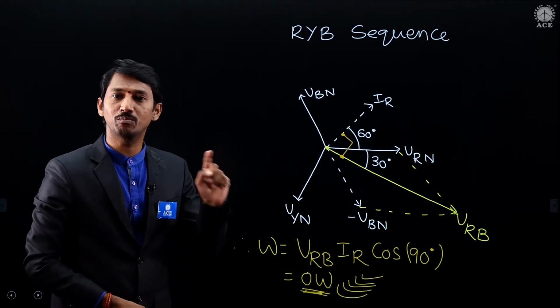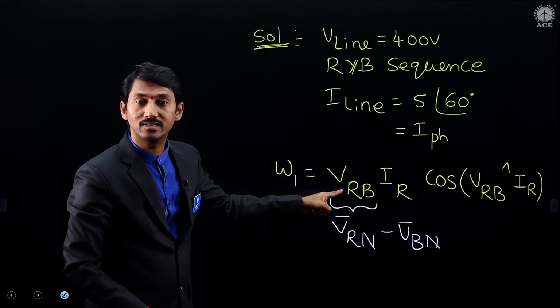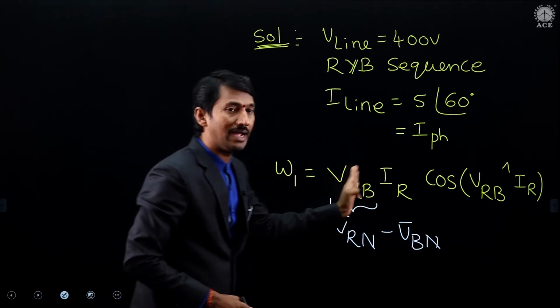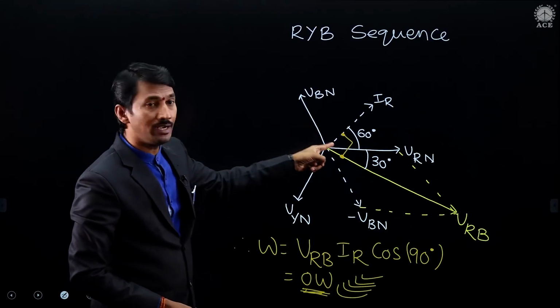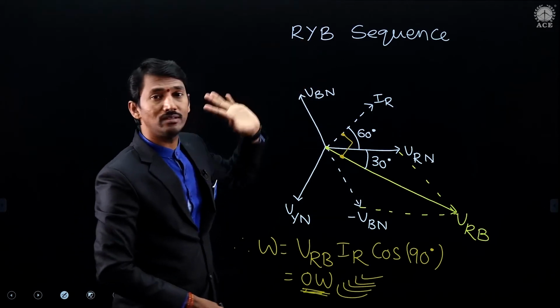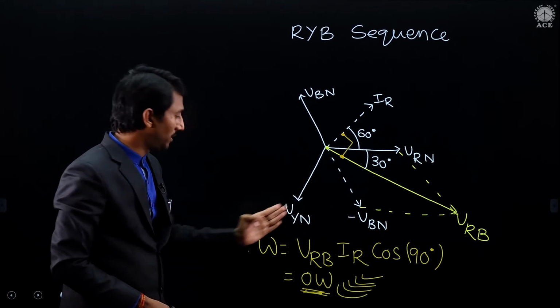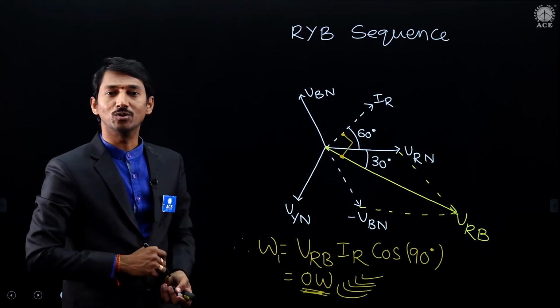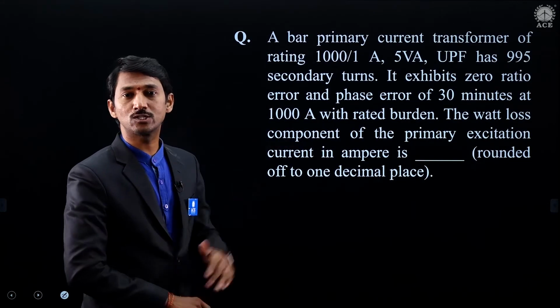So always keep one point in mind. If you want to find out the wattmeter reading, we need to concentrate on the potential coil connection and current coil connection, and then the angle between those two values. In order to get the angle between those two values, we need to draw the phasor diagram by following the given sequence. After that, the angle will come. In this question, 90 degrees means cos 90 is 0. Automatically, W1 reading is 0 watts. Clear?